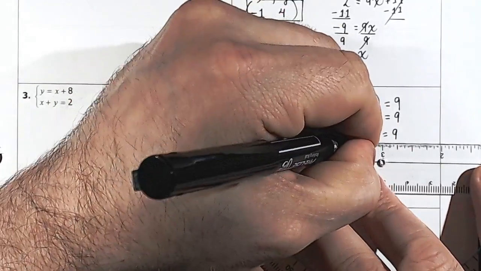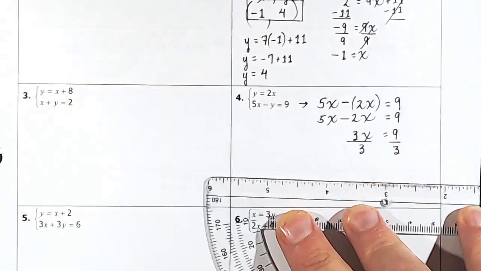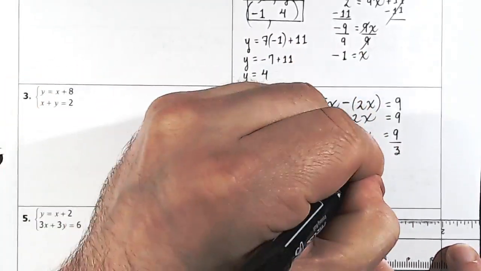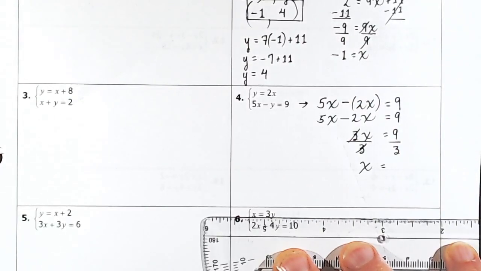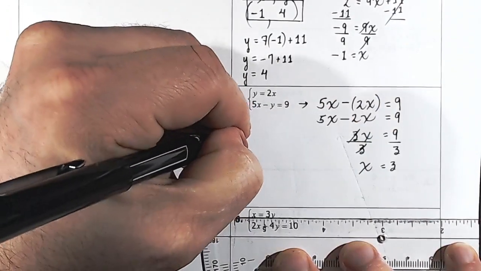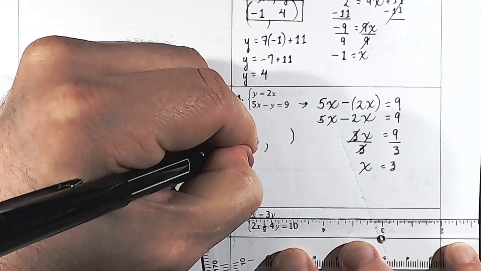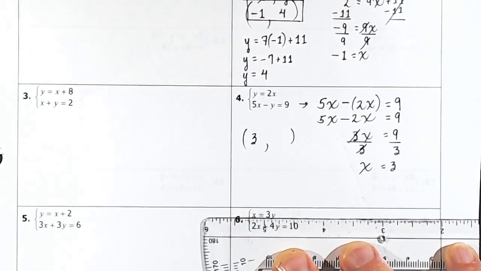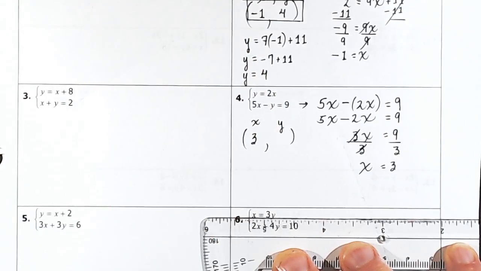Final step, divide both sides by 3 to get x by itself. Cancel the 3's. X equals 9 divided by 3, which is just 3. X equals 3. Okay, so we've got half the answer now. I've got x equals 3. Okay, this is the x value, and I need to find the y value now.